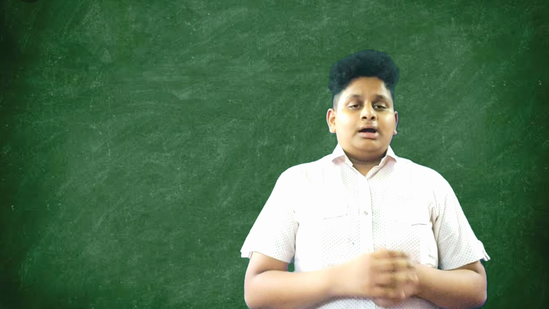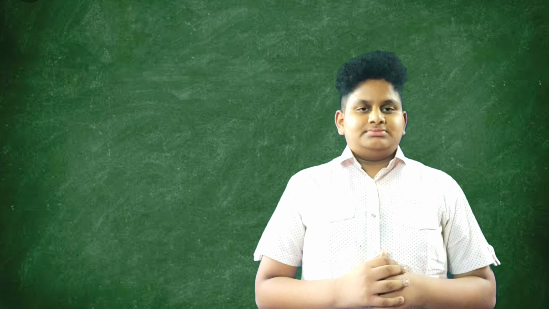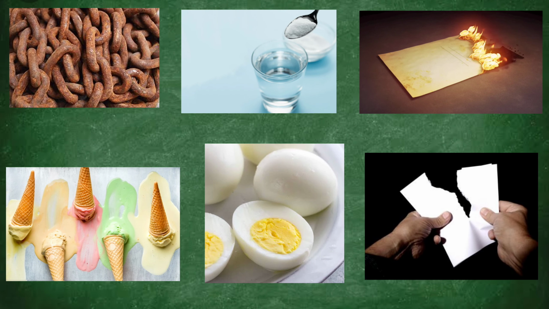Now answer which are chemical and which are physical changes. Here are the examples. Number 1, rusting of iron. Number 2, melting sugar in water. Number 3, burning of paper. Number 4, melting an ice cream. Number 5, boiling an egg. Number 6, tearing of paper. Now answer which are chemical and physical changes.